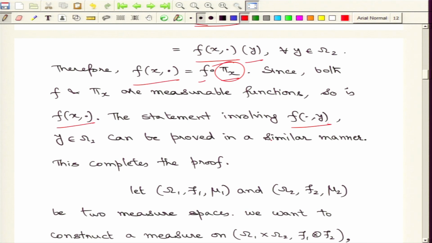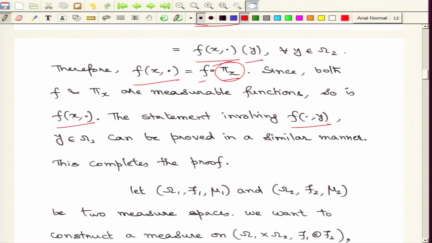This completes the proof. So, this is a very important theorem that connects sections of a set and measurability of it, and also the kind of a projection of the two dimensional functions to one dimensional functions. Now, we will use this result in our construction of the measure.